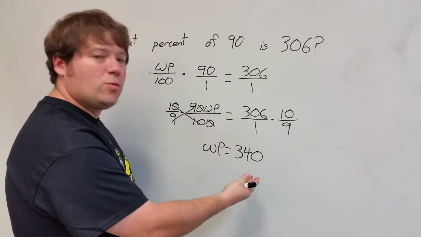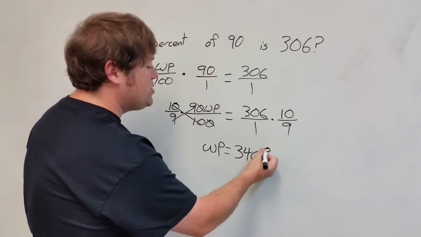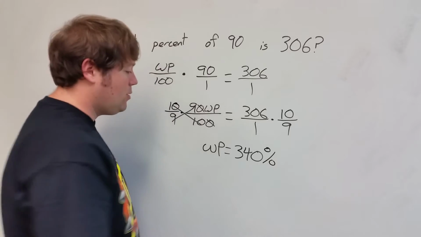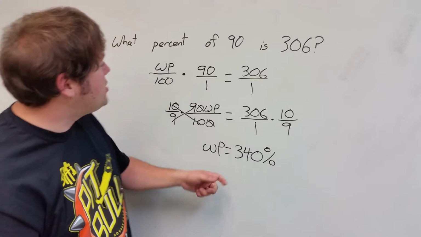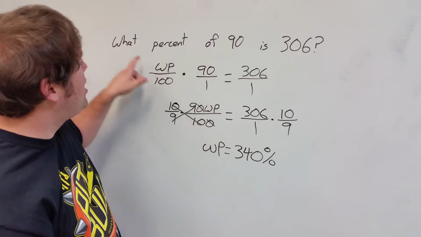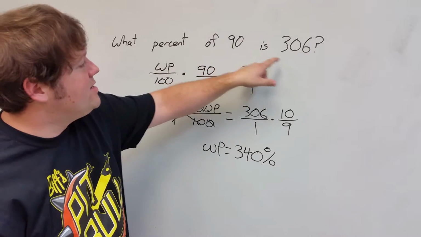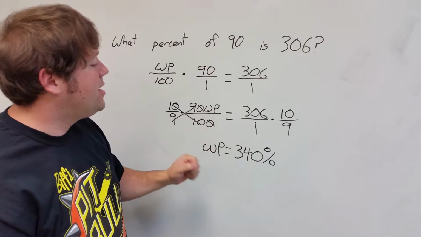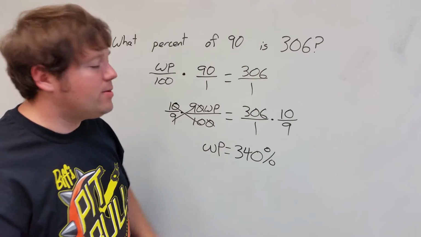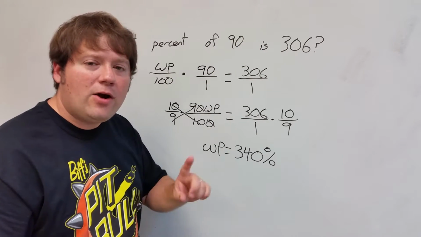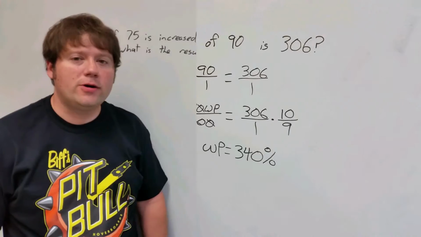So what percent was it? Our answer is a percent. We should write it as a percent. What percent is 340? So our problem actually says 340% of 90 is 306. And it should give us a larger number, just like it did here. All right, we're going to look at one more of these examples.